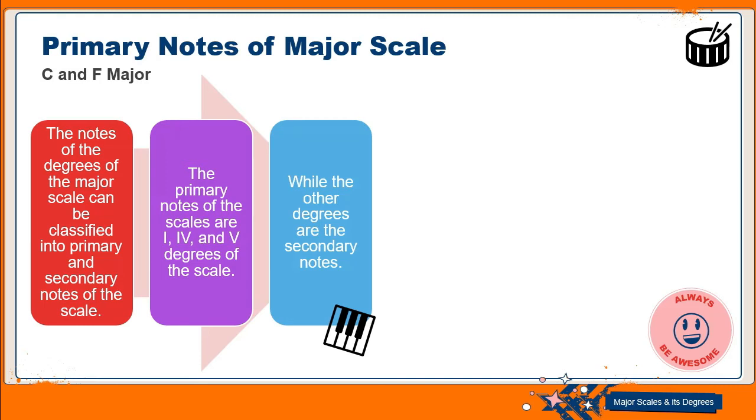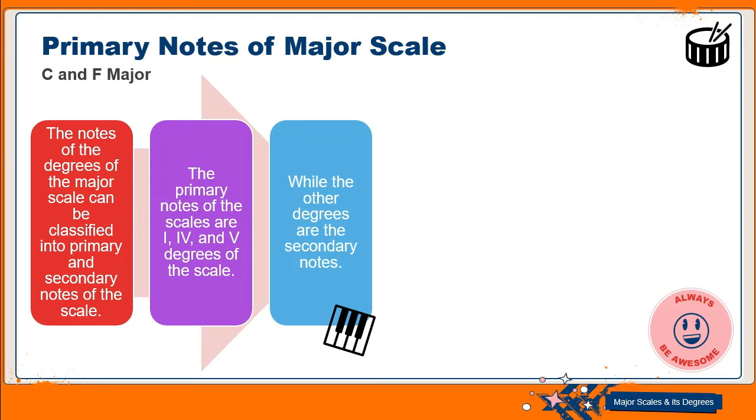For the 1st degree, the tonic sol-fa is represented as Do, while for the 4th degree, the tonic sol-fa will be Fa, and for the 5th degree, the tonic sol-fa will be So. All others are regarded as secondary notes of the scale. So let's take note. Subsequently, the technical names of the primary notes of the scale will be tonic, subdominant, and dominant of the scale. However, this rule must be applied on every major scale only.